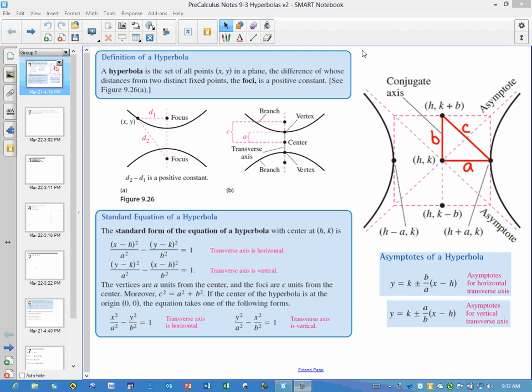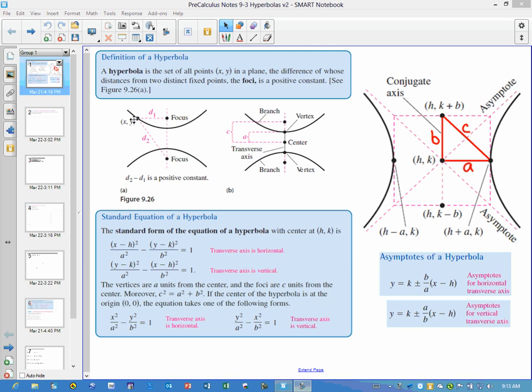As we saw with the ellipse, the definition of the ellipse was the set of all points where the sum of the distances to two fixed points is constant. And for the hyperbola, we're going to look at the same idea. We have two foci, but this time the difference between the distances is going to be constant.